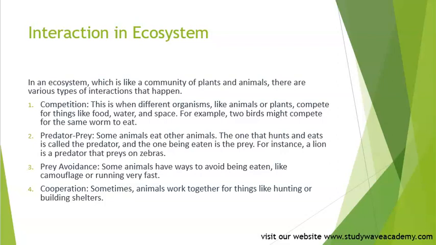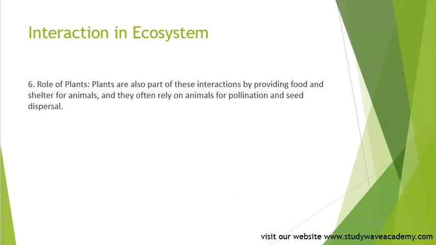Cooperation. Sometimes animals work together for things like hunting and building shelters. So all these are interactions that take place in the ecosystem. Roles of plants. They are also part of this interaction by providing food and shelter for animals. They often rely on animals for pollination and seed dispersal. So all these are interactions in the ecosystem.